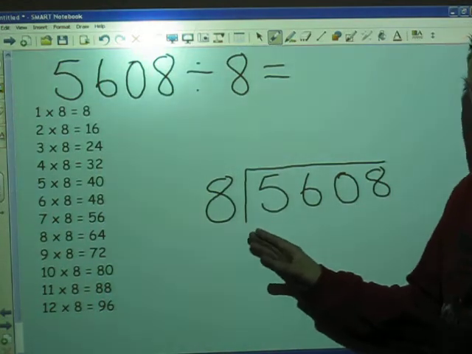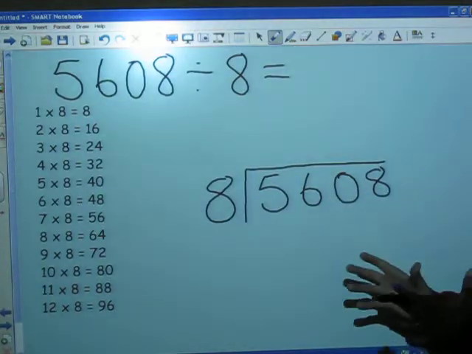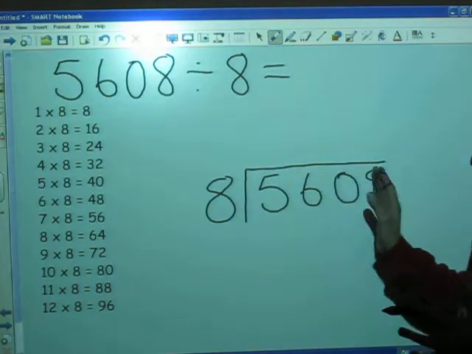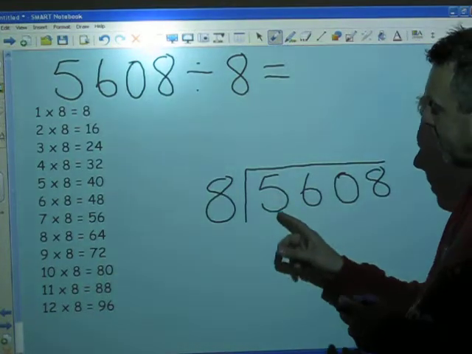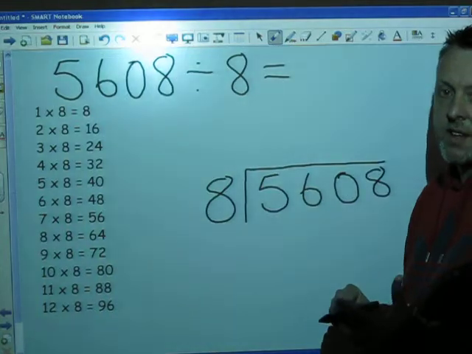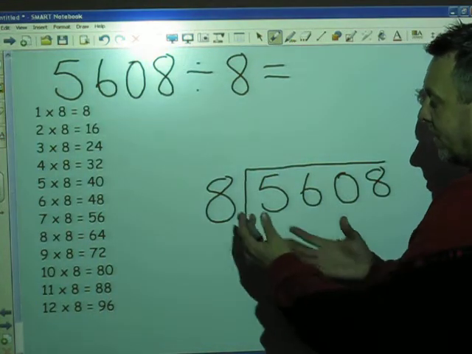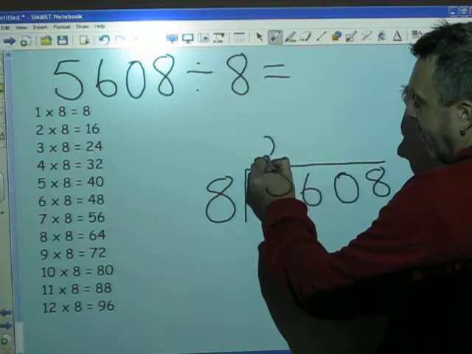Okay, so now we're asking how many 8s will go into 5,608. And we're going to work our way through as before, 1 digit at a time. So our first digit is a 5. How many 8s will go into 5? They won't. There is no 8 in 5. So I'm going to put a 0 up here for now.